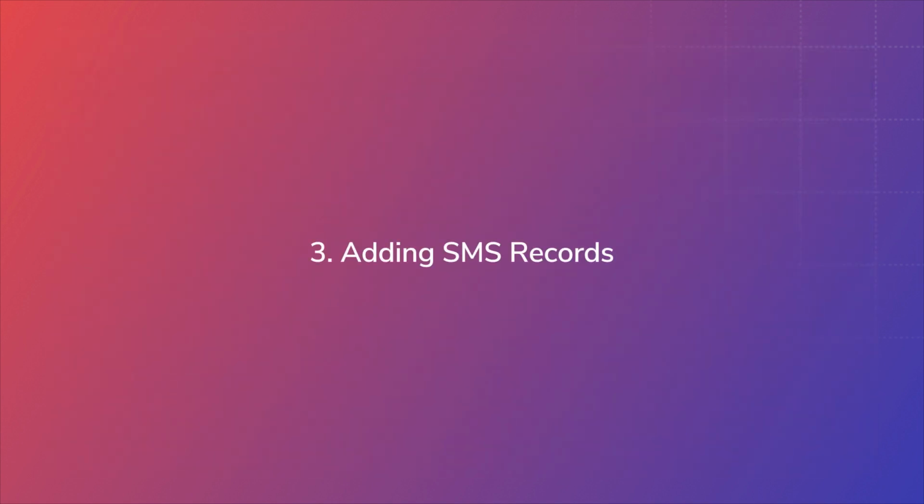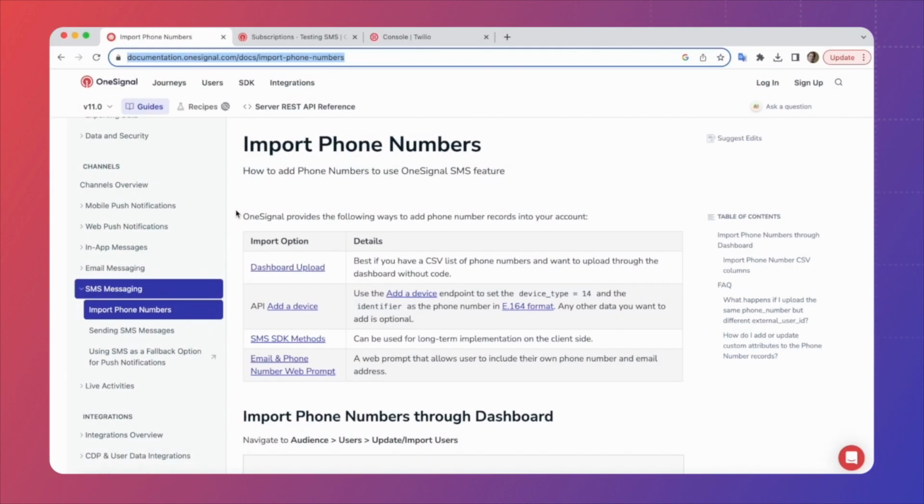Step 3, adding SMS records. Adding SMS numbers into OneSignal is super easy. There are multiple options, such as using a CSV import file, API, SDK method, and general web prompt. For this video, we will demonstrate the simple option of using a CSV import file. When using a CSV import option, the most important detail is to format the file according to our sample template, which can be found in our dashboard.